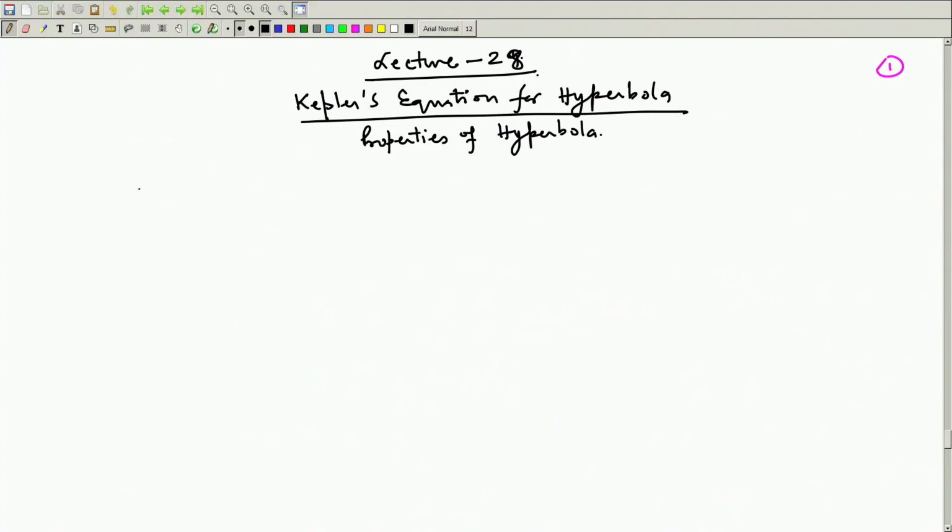To lecture 28. So, we continue with whatever we have been doing last time. We were interested in deriving a certain relation, and that relation was tan theta by 2 equal to square root of (e plus 1) divided by (e minus 1) times tan hyperbolic f by 2. So, this we have to derive.